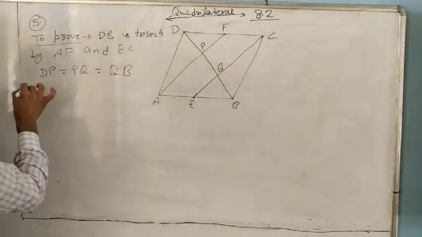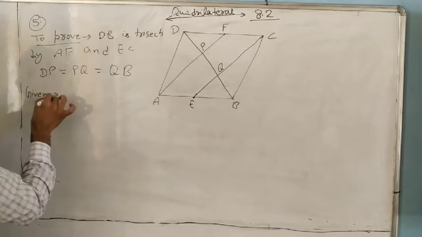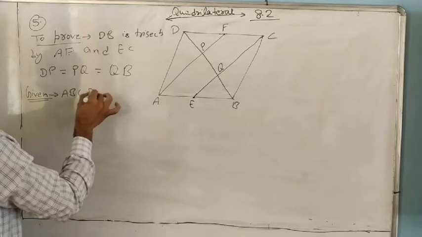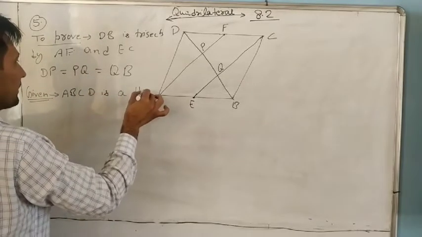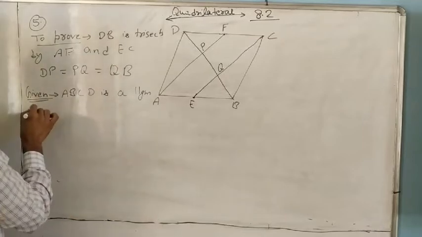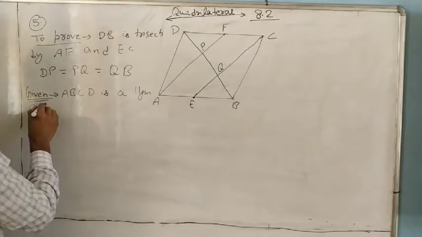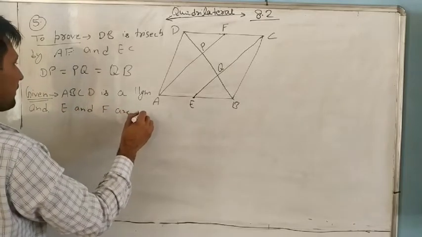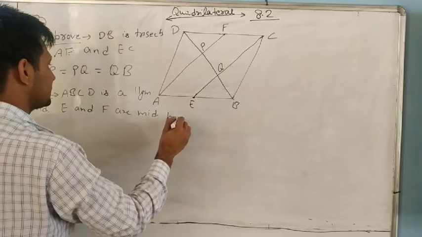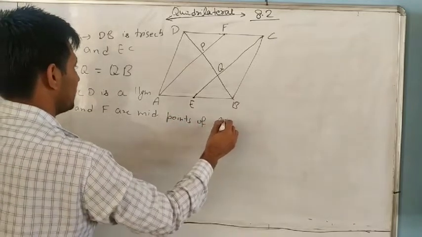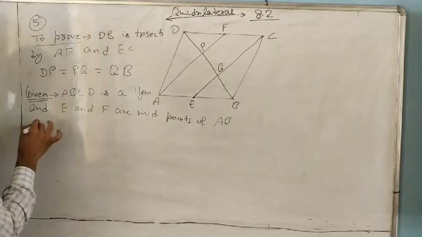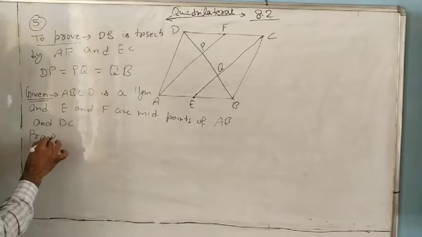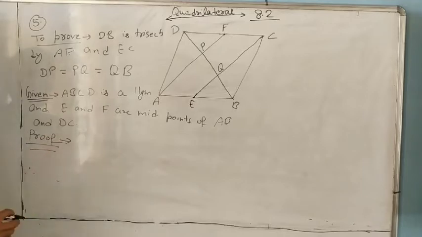Okay, so always use the given first. So we will write, given: ABCD is a parallelogram, and E and F are midpoints of AB and DC. Now our question starts. Proof.